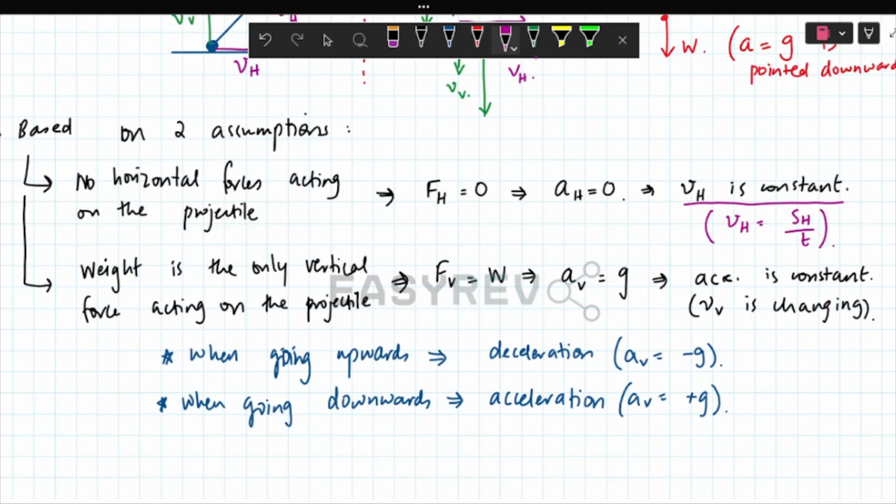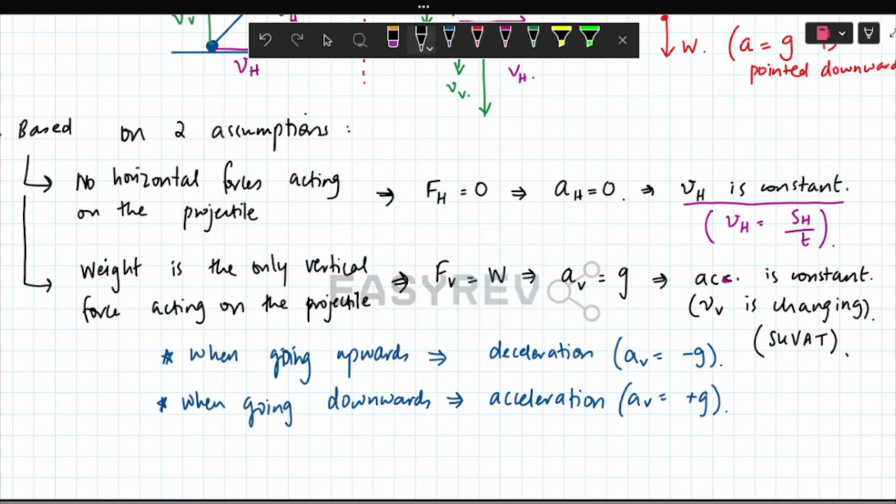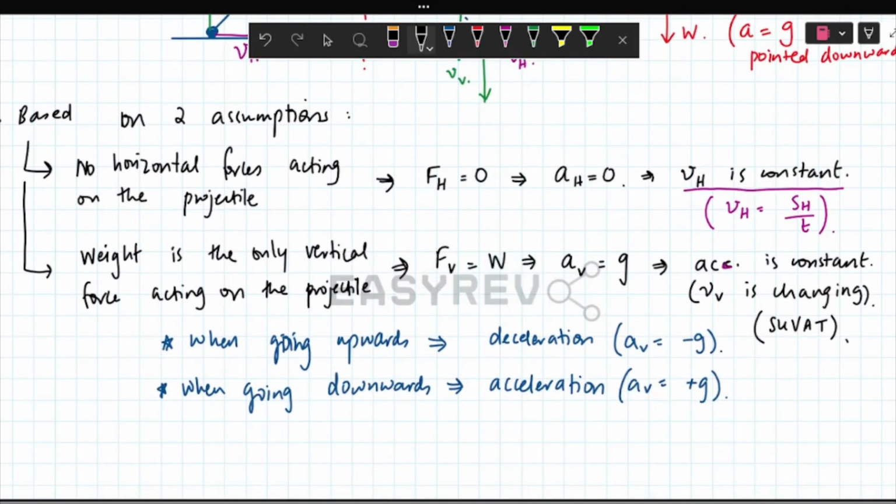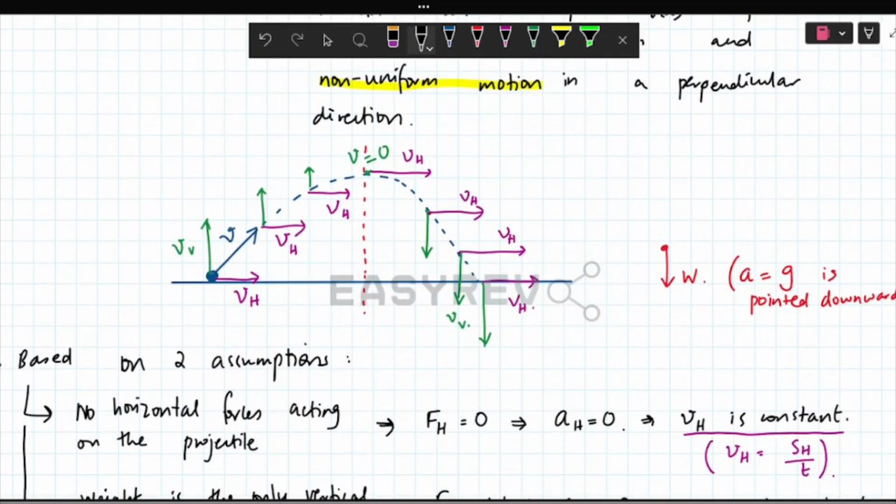On the other hand, for the vertical component, since we have constant acceleration, we immediately remind ourselves that any of the Suvat equations apply here very easily. Now, of course, depending on the kind of question, we can have different approaches of how to solve questions, but there should be an understanding of two other quantities that are associated with projectile motion.